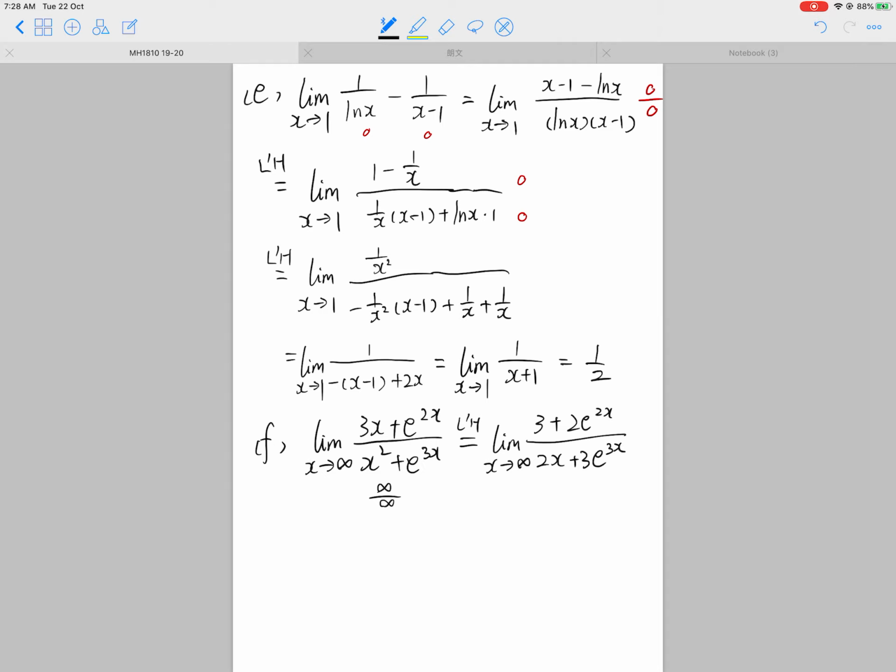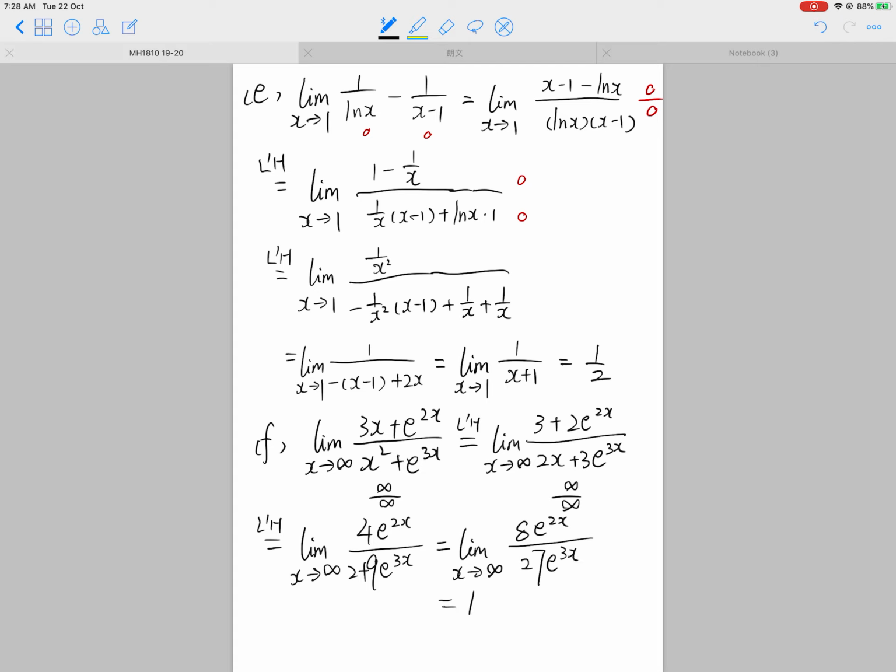Then you have to do it again by L'Hopital's rule, because now it's still infinity over infinity. So the top derivative is 4e to the 2x, the bottom derivative is 9e to the 3x, plus 2. Again, it's infinity over infinity, so the top is 8e to the 2x, and the bottom is 27e to the 3x.